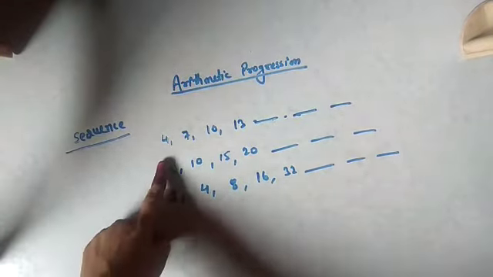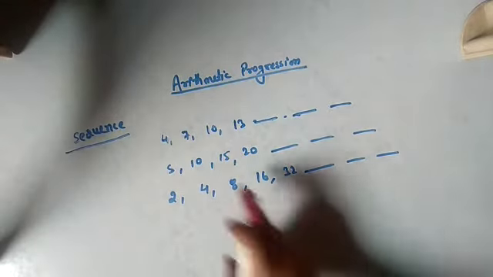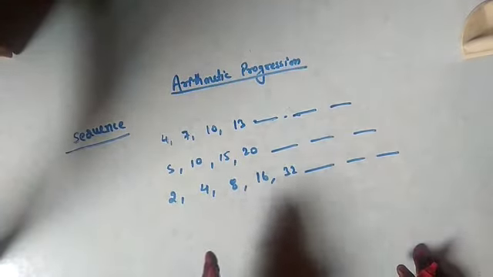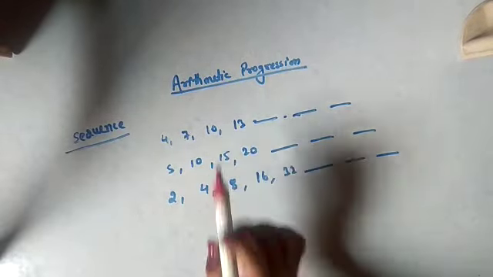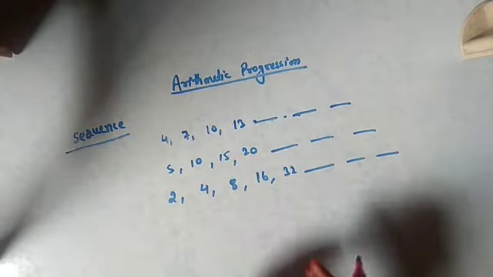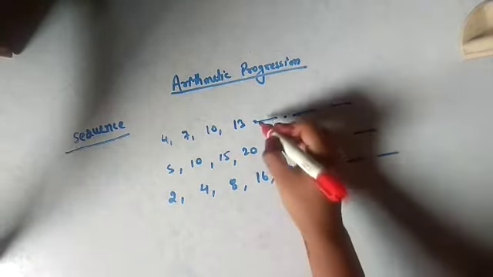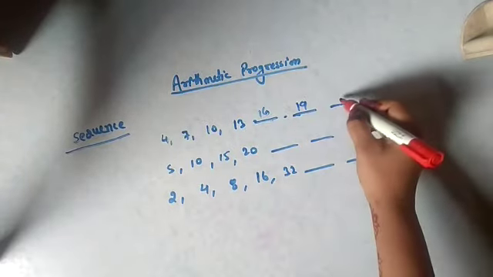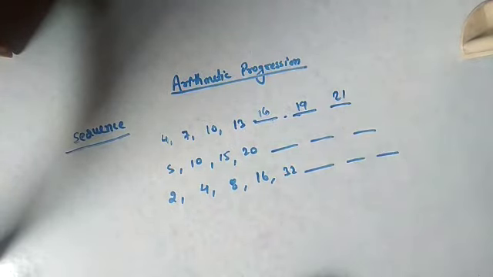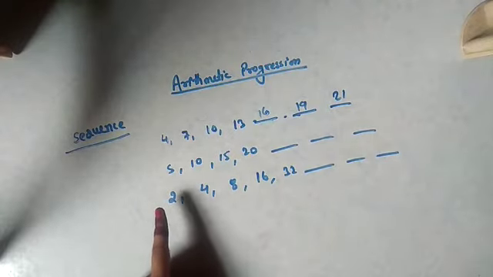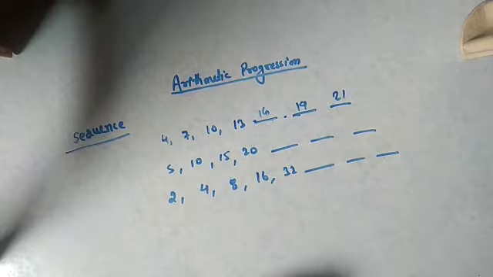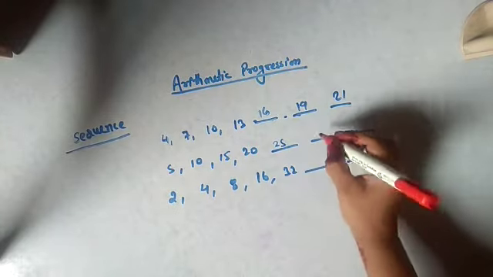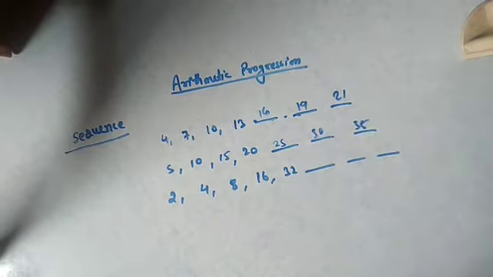Like here you can see that it is 4 and then 7 and then 10 and 13. Means all the numbers are increasing by 3. 4 plus 3 is 7, 7 plus 3 is 10, 10 plus 3 is 13. So in this way we came to know that we have to add 3 to each number. So we will get 16, then 19, then 22 and so on. In the same way, in the second pattern, see 5, 10, 15, 20 are there, means all the numbers are increasing by 5. So we can say the next will be 25, 30, 35 and so on.